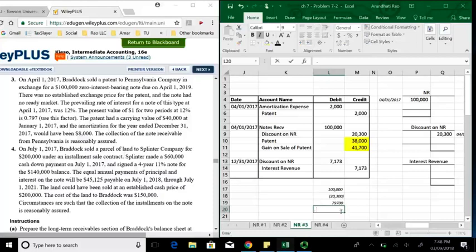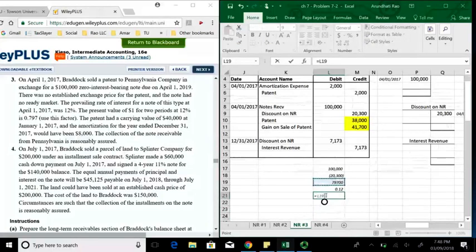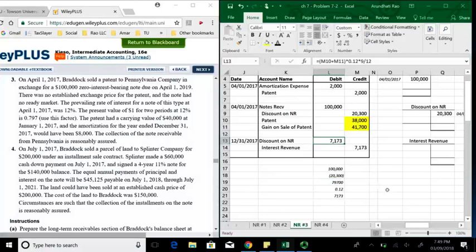The interest rate is 12%. So I calculate 79,700 times 12%, and further I'll multiply that by 9 over 12 because I had it for 9 months. That's how I come up with the 7,173. Discount on notes receivable is a debit, so I will debit that amount. Interest revenue is a credit, so I credit the amount here.